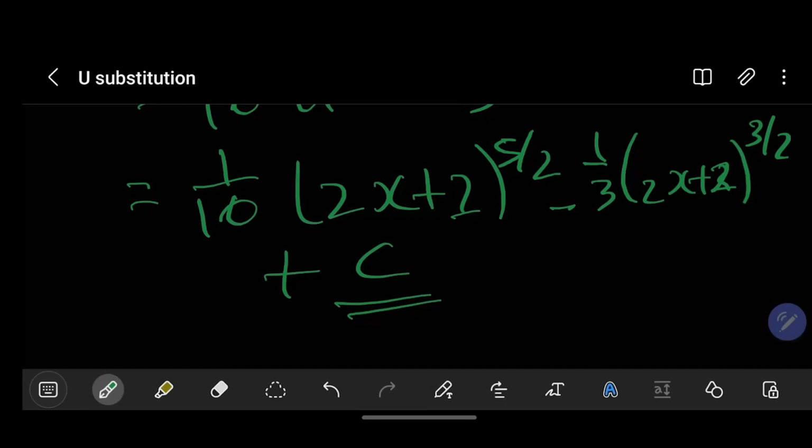Okay, so this was a better example, a more complex example that you might get. Ensure that you are able to get everything in terms of u. If you cannot cancel out the x's, then ensure that you can get the x in terms of u.